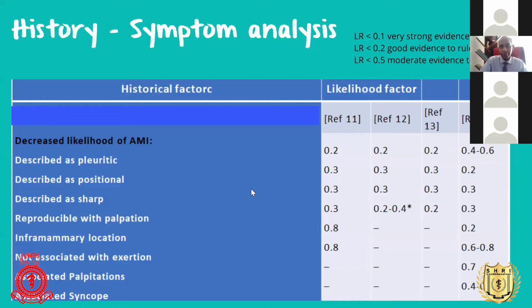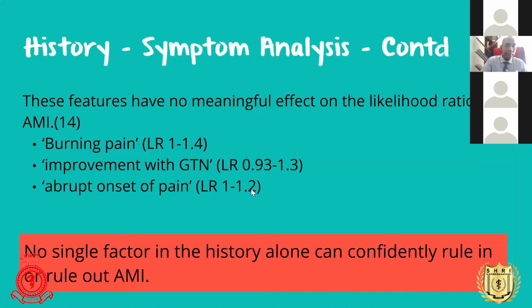But you can't exclude it. There are some other features we normally hear when we are doing the ward round. This pain sounds like a burning type pain. This pain has improved with GTN, so it's unlikely a myocardial infarction. This patient has an abrupt onset of pain. According to the available studies, these features do not have any meaningful effect to rule in or rule out acute coronary syndrome. So basically, you can't take any decision based on these features.